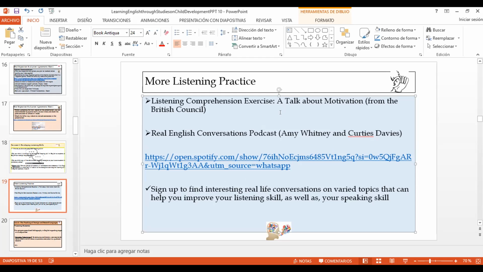So did any of you do the task on motivation, the talk about motivation? We can wait until I prepare the next presentation. Any? So that is an exercise. That's an exercise from the British Council. I recommend you to do it because it's a guided exercise.